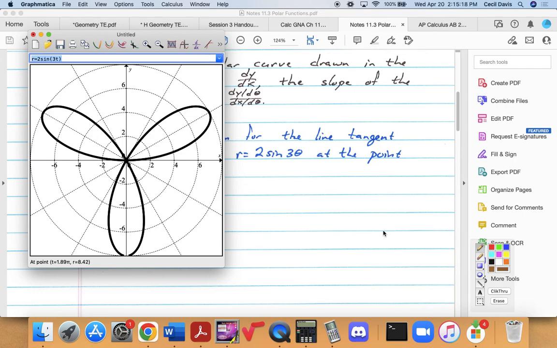Okay. So this is what this looks like. And basically what they're asking for, this is pi over 6 right out here. They're asking for, well, what does the tangent line look like? So we're going to try and figure out what that is.